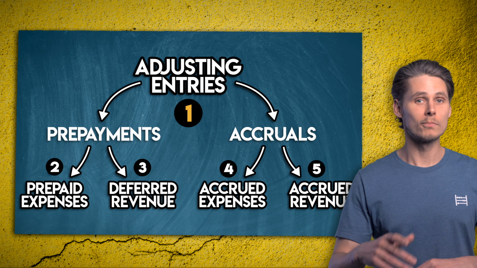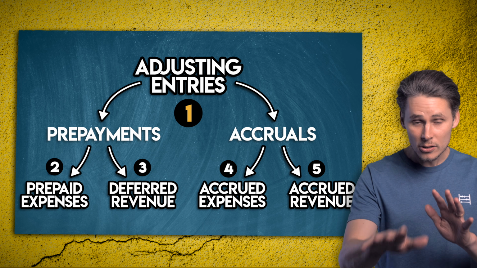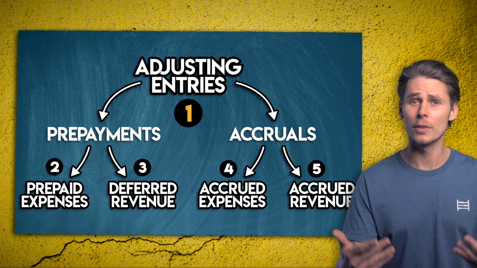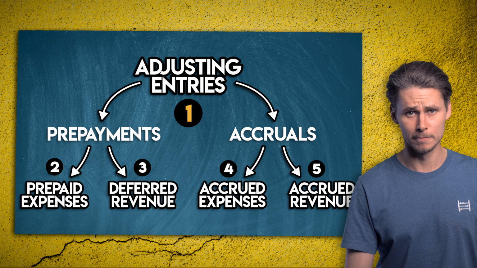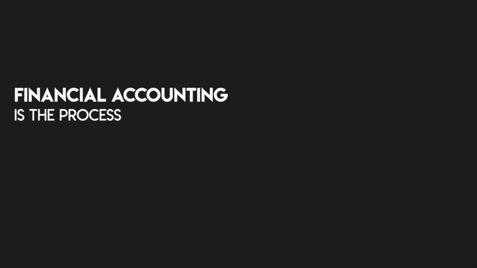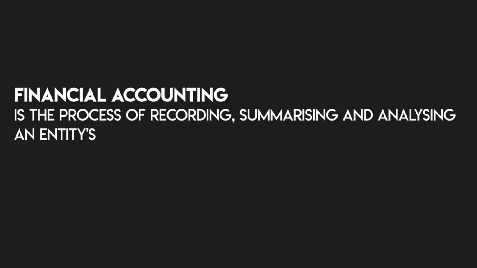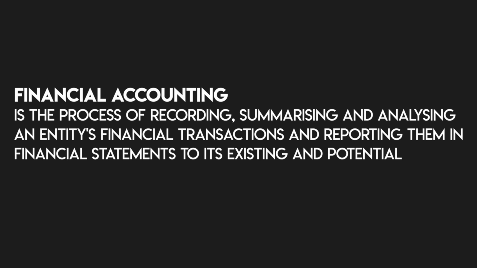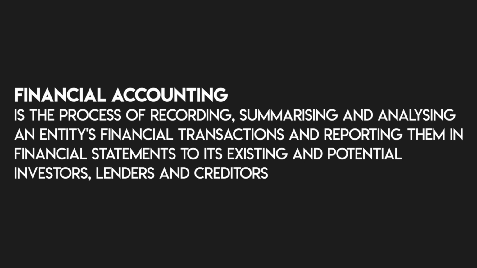Adjusting entries are journal entries that we post at the end of each accounting period to bring a business's books in line with the accrual method of accounting. Let's jump in. Financial accounting is the process of recording, summarizing, and analyzing an entity's financial transactions and reporting them in financial statements to its existing and potential investors, lenders, and creditors.